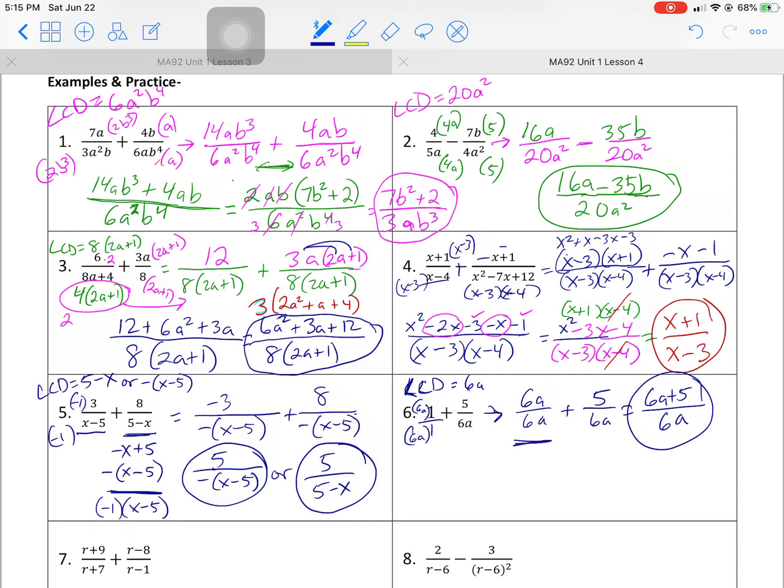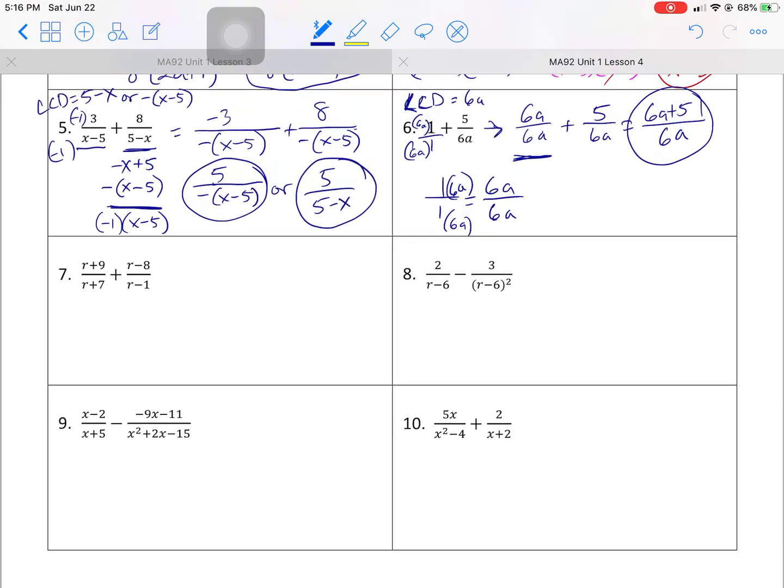So this represents a 1, okay? In 6A terms. 1 over 1, believe it or not, is equal to 6A over 6A, because we multiply by 6A. Multiplied by 6A. Okay. All right, that was the answer to that one. Got a few more here.